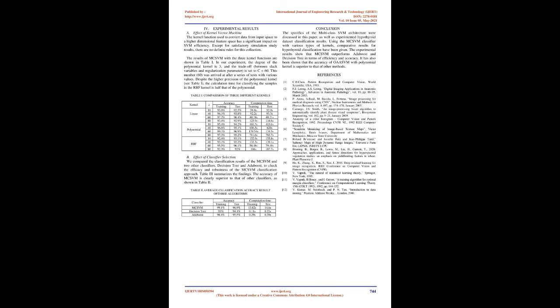Conclusion. The specifics of the multi-class SVM architecture were discussed in this paper, as well as experimental hypothyroid dataset classification results. Using the MCSVM classifier with various types of kernels, comparative results for hypothyroid classification have been given. The experimental results show that MCSVM outperforms Adaboost and Decision Tree in terms of efficiency and accuracy. It has also been shown that the accuracy of OAASVM with polynomial kernel is superior to that of other methods.